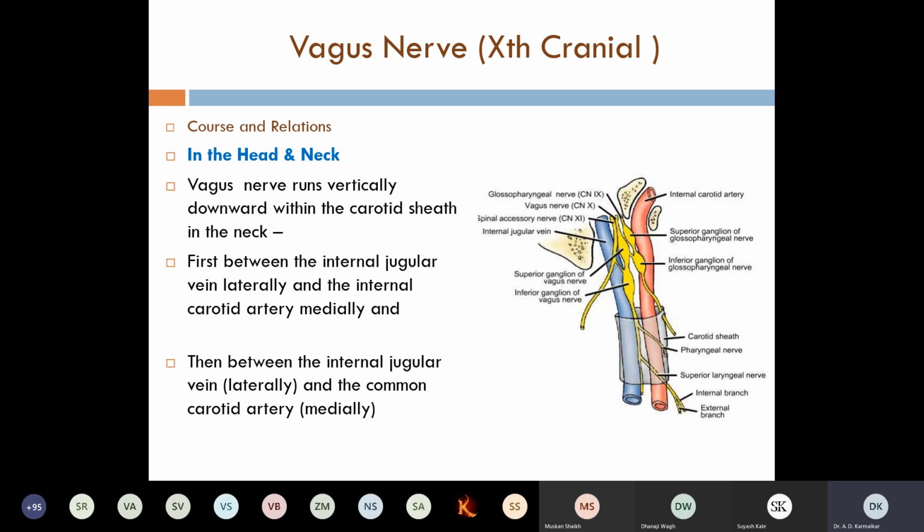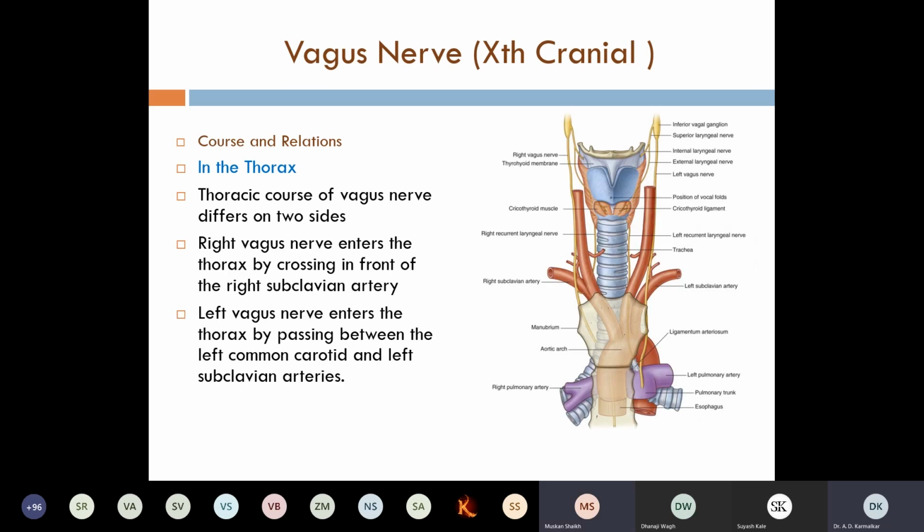When you press it downwards at the lower part of the neck, laterally it remains the same, that is the internal jugular vein, and medially it is the common carotid artery. In simple words, the common carotid artery will divide into the internal and the external carotid, while the internal jugular remains the same from above downwards. So the relations are quite different in the upper part of the neck and the lower part of the neck.